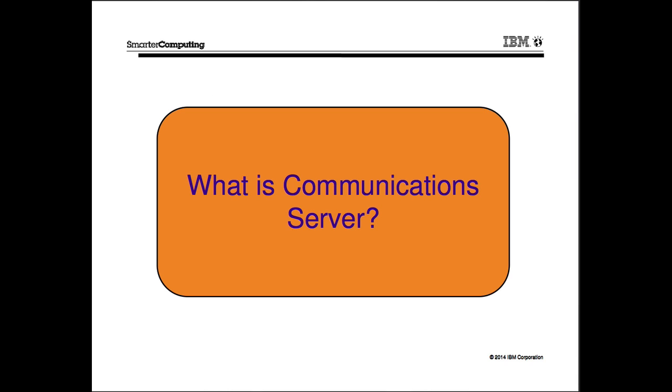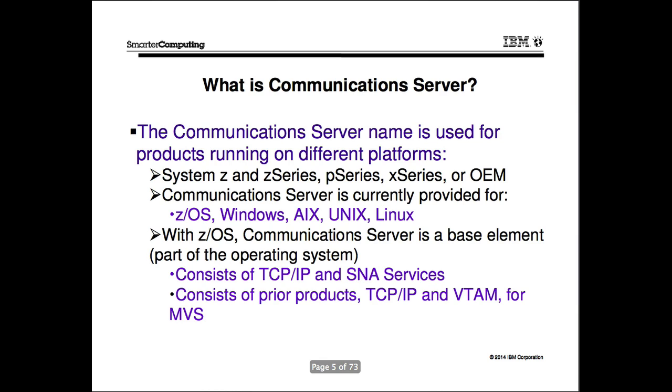Right, so the first thing we'll discuss is what is communication server. So the communication server name is used in IBM for products running on different platforms. There's a z/OS communication server, which is going to be our discussion. There's also a communication server for distributed that runs on P series, X series, or OEM. And we do provide communication server for z/OS, Windows, AIX, Unix, and Linux. They're distinct products. z/OS is a distinct product from the other communication servers, and that's what we're going to discuss.